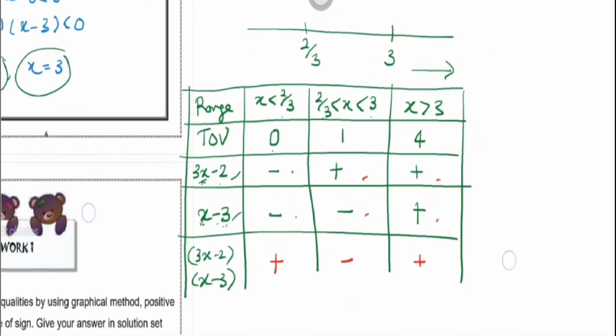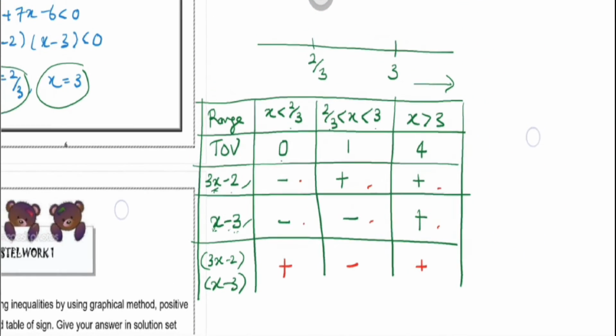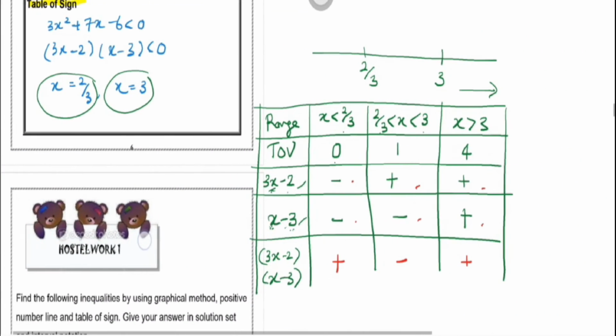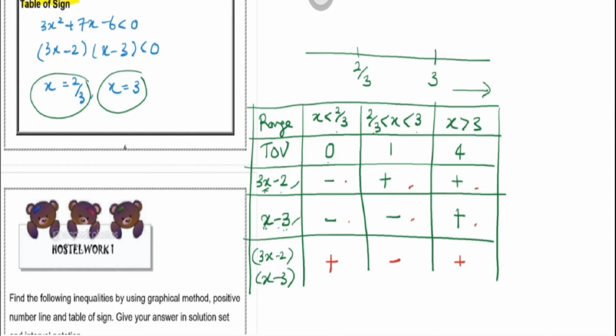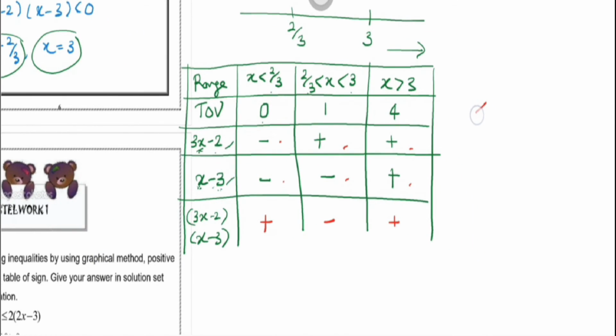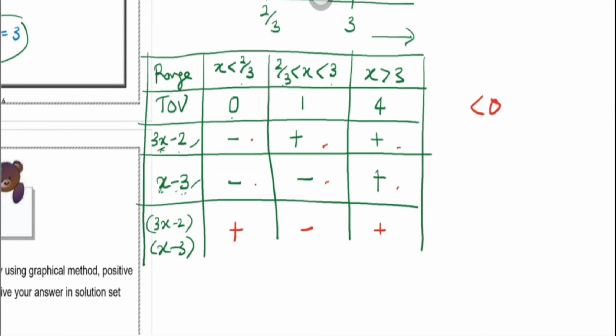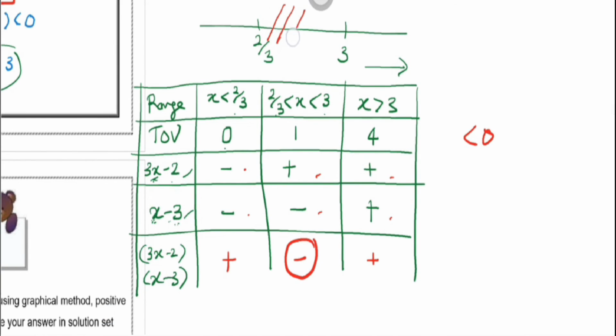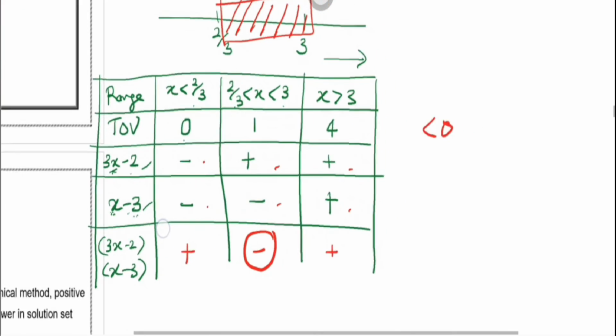Again, we're gonna have to decide which region that we need to shade. By looking at our question, we have less than 0. So less than 0 means that we're gonna choose a negative number. So we're gonna choose this region. Now we can shade this one, because this is the region that we need.